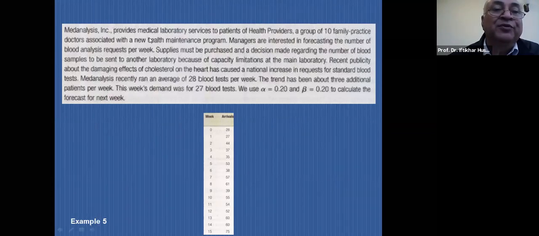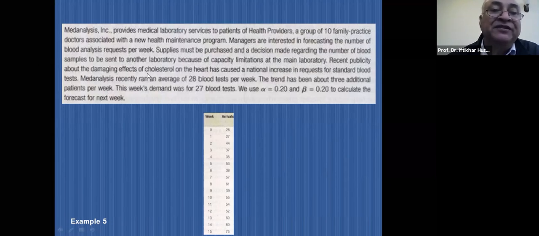Meta-analysis company provides medical laboratory services to patients of health providers. A group of 10 family practice doctors associated with a new health maintenance program. Managers are interested in forecasting the number of blood analysis requests per week. Supplies must be purchased and a decision made regarding the number of blood samples to be sent to another laboratory because of capacity limitations at the main laboratory.